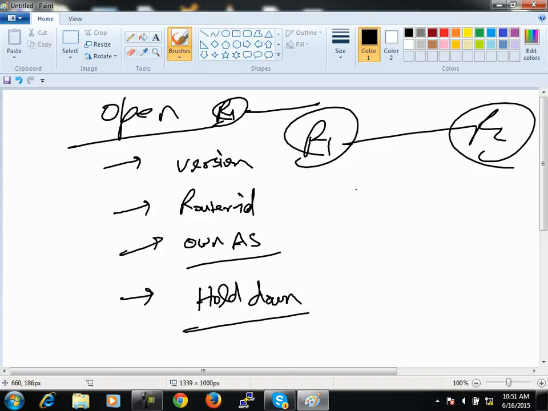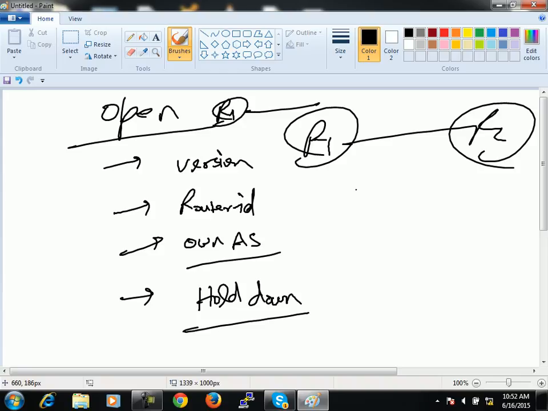Remember that BGP will generate a keep alive message only if it has received an open packet from its neighbor and has negotiated that everything is fine and now it wants to form neighborship. Then only it will generate a keep alive message. Otherwise, it will not generate any keep alive message.